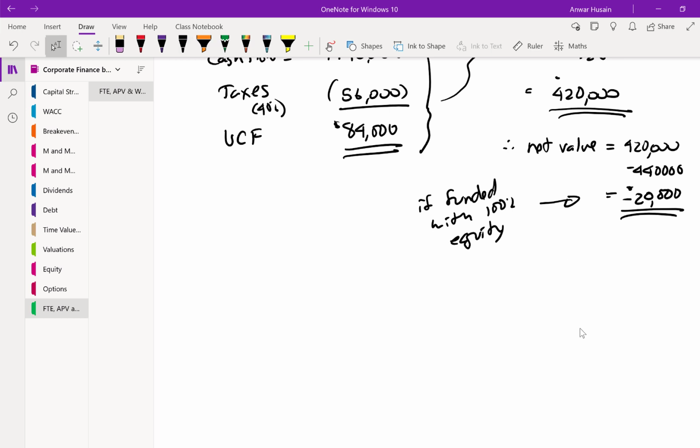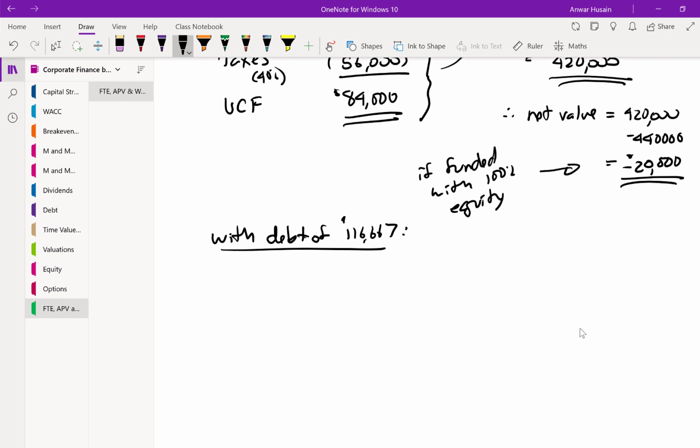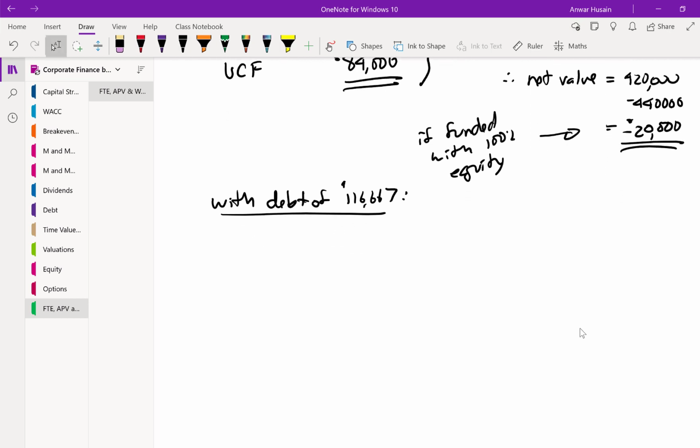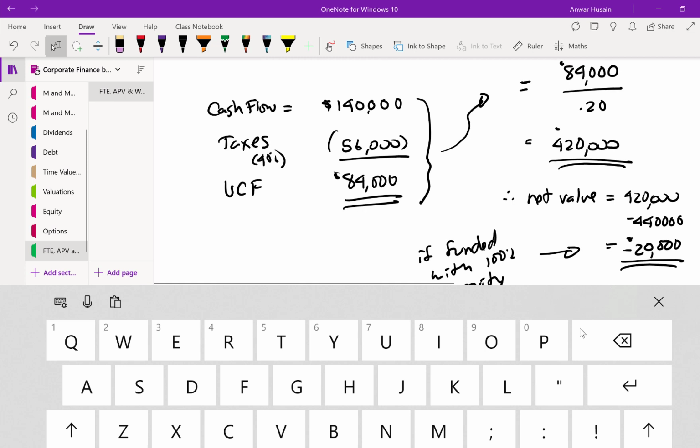So now, right here with debt of 116,667. The reason that number is so unusual is it helps create round numbers later on. So we're going to say the pre-tax cash flow is exactly the same as above. Before we deduct everything, we ended up with 140,000 per year. That was the number that we started with right up here.